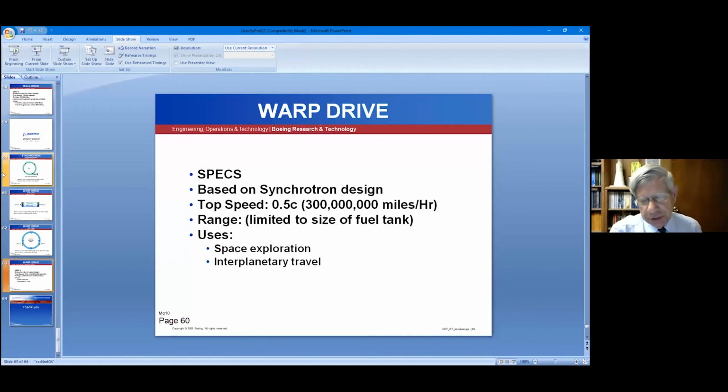On the specs on this guy, it's a synchrotron-based design, which could be used for interplanetary travel. It has a much greater speed, like 10x, if not more, than what a rocket is capable of. And that pretty much concludes my pitch.